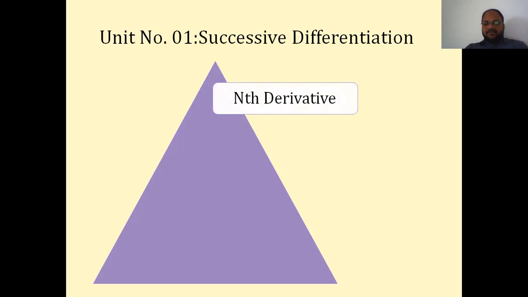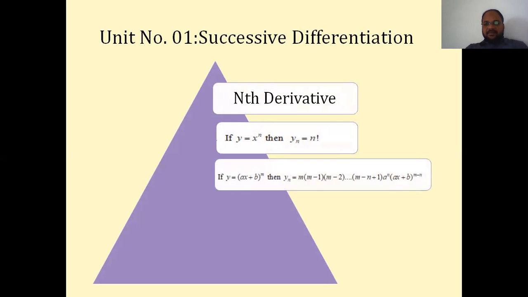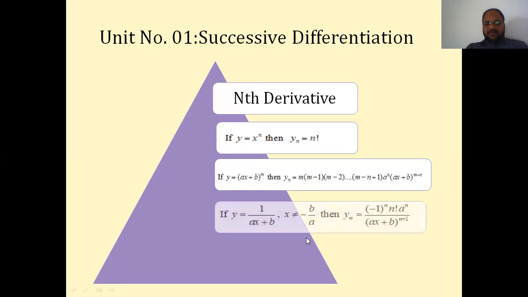Also we have seen some notation on this nth derivative and some results. The first result: if y is equal to x raised to power n, then the nth derivative of this function is n factorial. Also we have seen the second result, an important one for the algebraic function: if y is equal to (ax plus b) raised to power m, then yn is equal to m(m minus 1)(m minus 2) and so on, a raised to power n, (ax plus b) raised to power m minus n. In this way also we have seen this result.